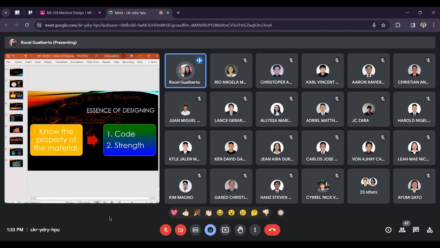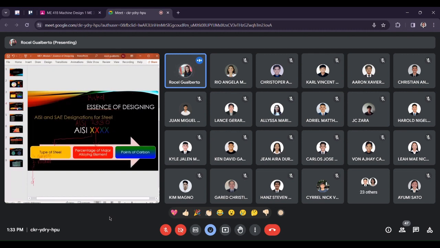The next number would be its percentage. In this case, for the nickel steel, the next digit is 3, meaning 3% nickel. So this is nickel steel with 3% nickel. You observe its amount is very small, only 3%, because these are only traces to improve the property of the iron. The majority of its composition is still iron.